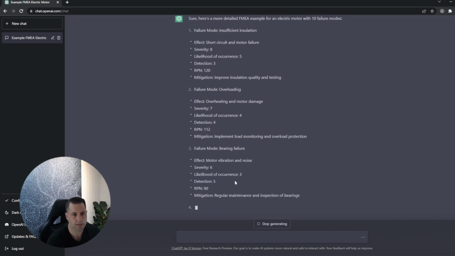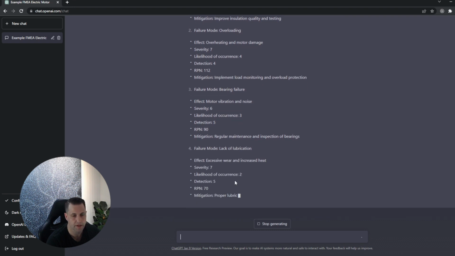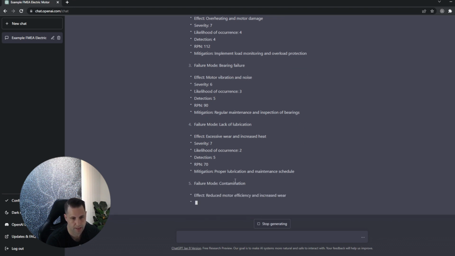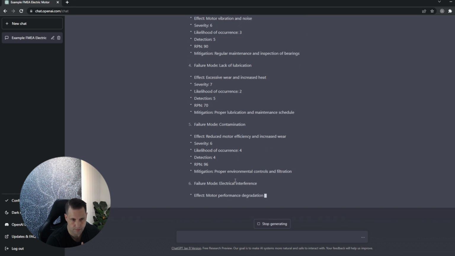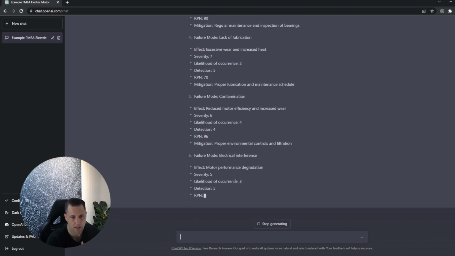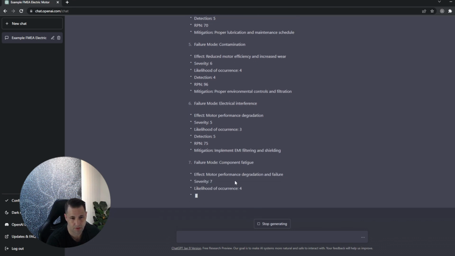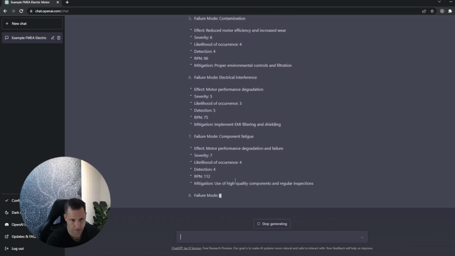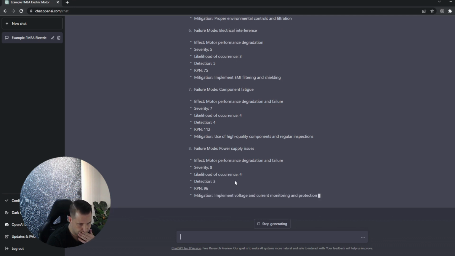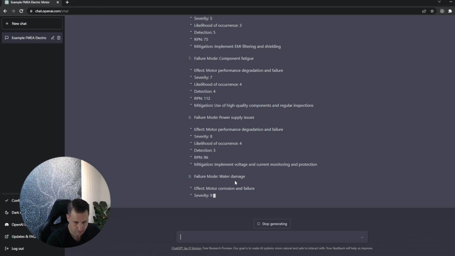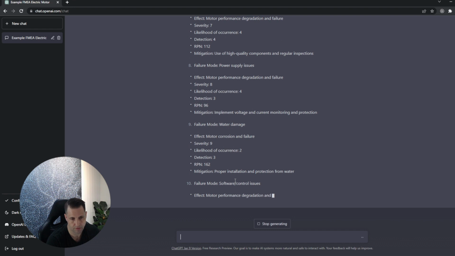We've got insufficient insulation, overloading failure mode, vibration and noise, bearing failure, lack of lube, yep, contamination. Okay. It's also giving some mitigation information as well, which is interesting. Electrical interference, all right. Component fatigue, it's a bit ambiguous, but okay. Power supply issues, sure. Water damage, maybe dust ingress or something for the last one. Let's see. Software control issues. All right.